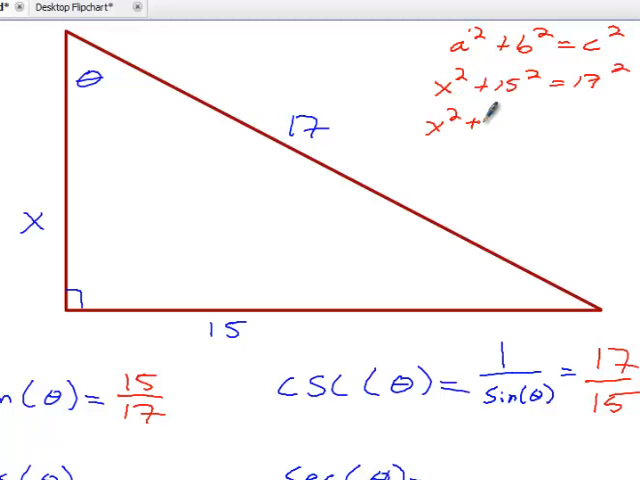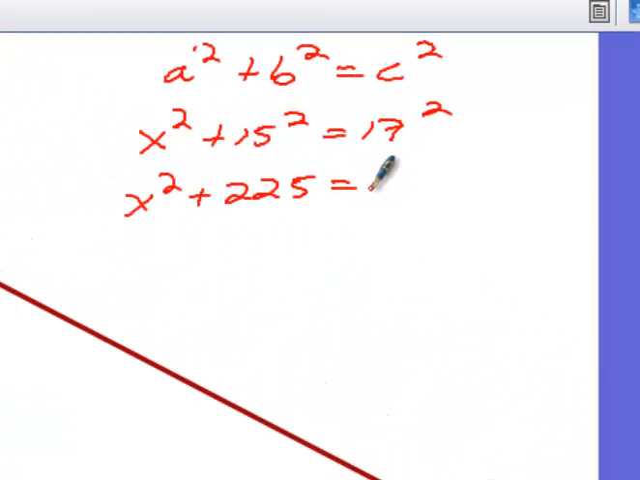So what's 15 squared? 225, right? What's 17 squared? I don't know that off the top of my head. I think it's like 249 or something, or 256. 289? Okay, how do I get X by itself now? Okay, so what's 289 minus 225? 64, right?